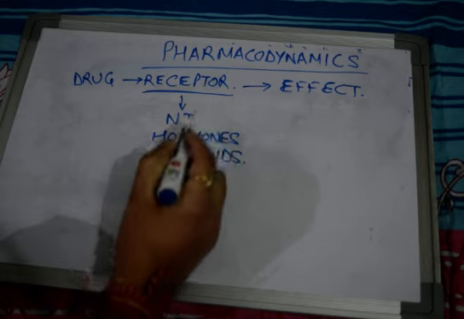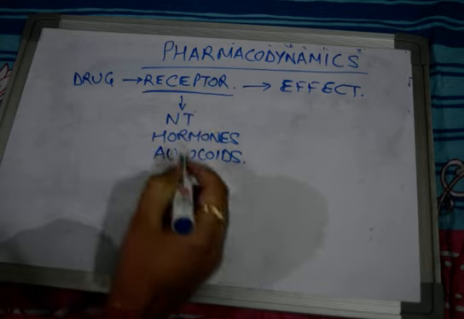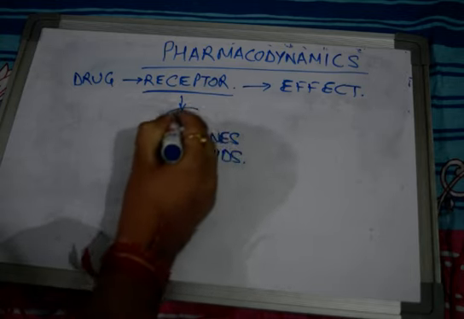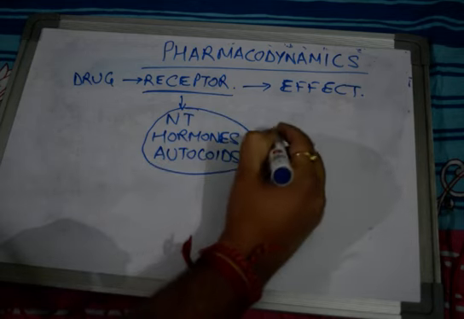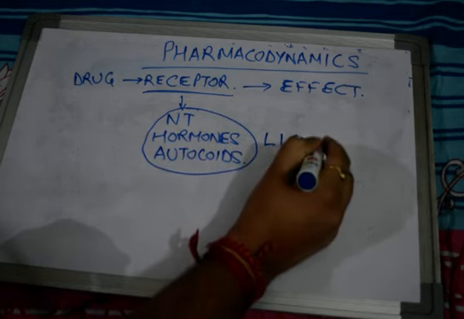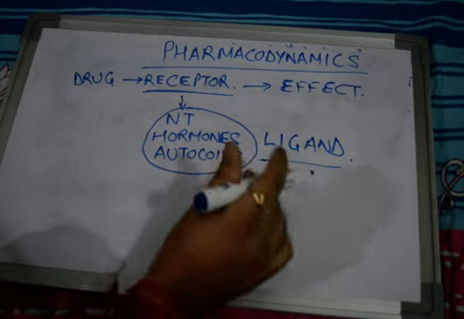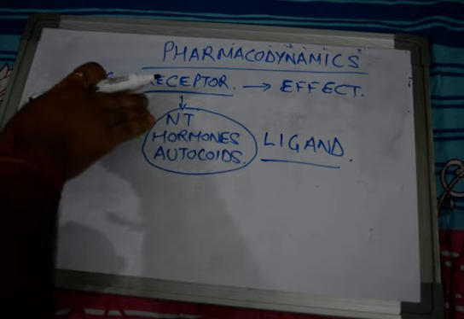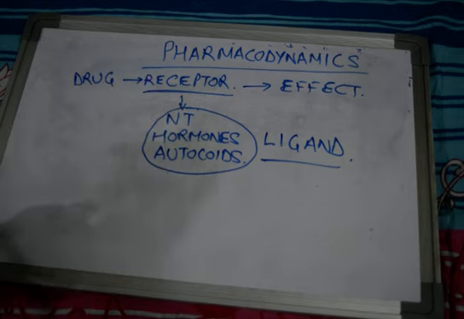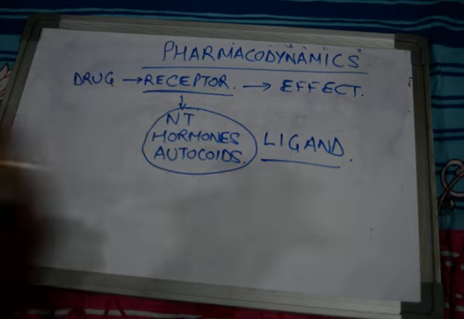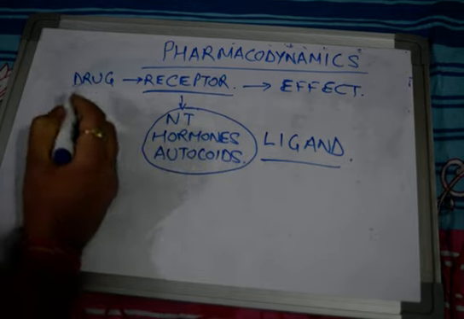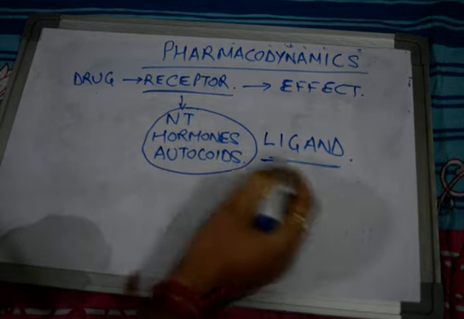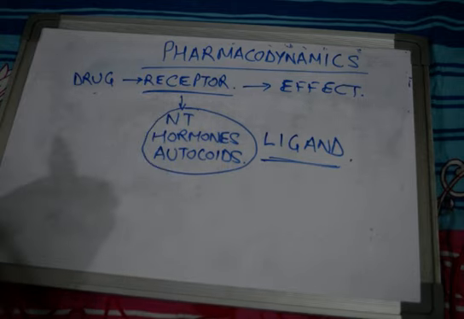Now these neurotransmitters, hormones, autocoids, all of which have receptors, can be combined and called by one term: ligand. Wherever you read this term, you know that these ligands are those substances which bind to a particular receptor in question. So the drugs, just like the ligand, will go and bind to a similar receptor depending upon their chemical structure.